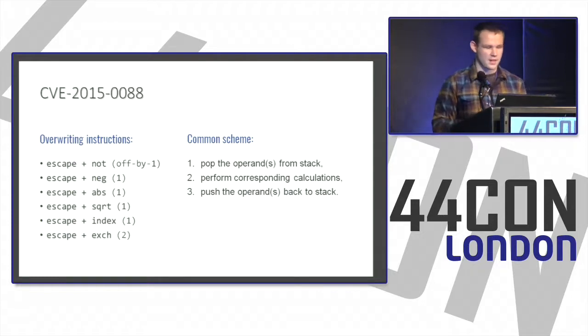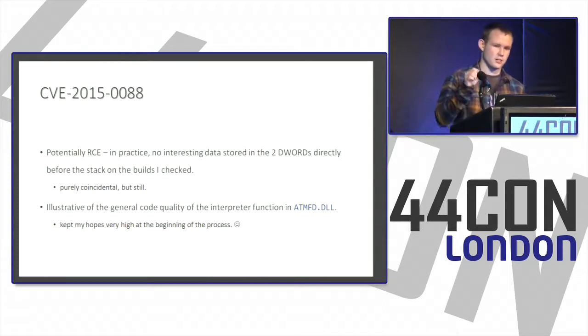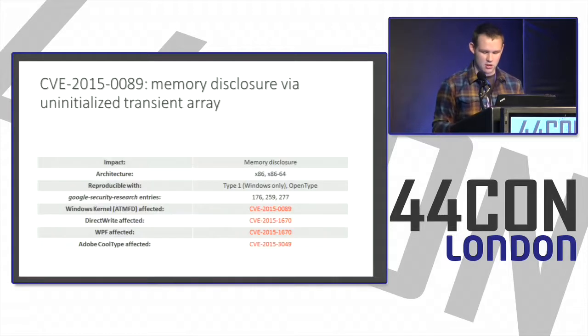very useful either. And then we also had some underreading instructions such as not, neg, and so forth, which would follow a common scheme of first popping the operands from the stack, then performing some operations on them, and then pushing them back. So this could be potentially remote code execution because we're underreading on the local stack with some instructions. But in practice, it turned out that the 2 dwords that we could access before the local array didn't really contain any interesting information. But that's just purely coincidental. And it's also illustrative of the code quality of the function.